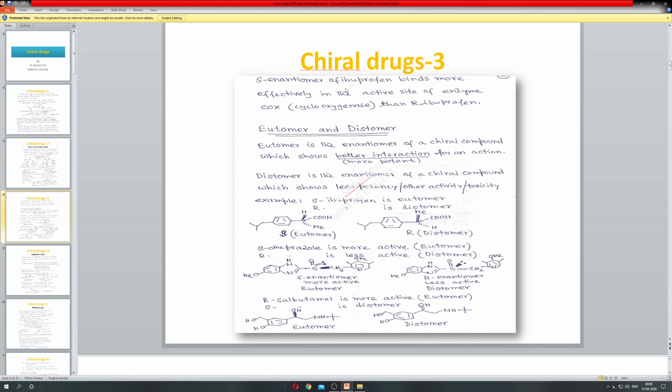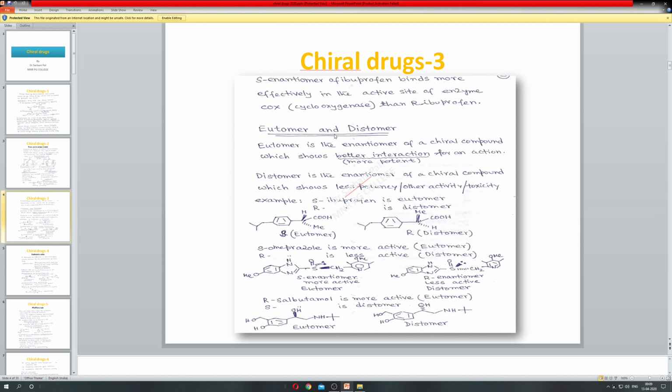Now the target in case of ibuprofen is one enzyme. Ibuprofen is an example of an enzyme inhibitor. The name of that enzyme is cyclooxygenase. So cyclooxygenase is the target for ibuprofen, where S-ibuprofen has a more effective interaction than R-ibuprofen.